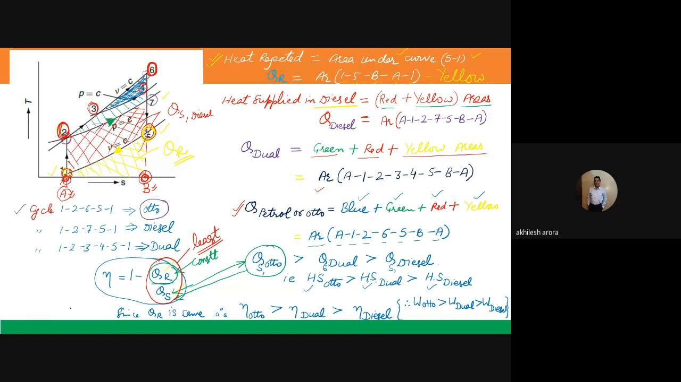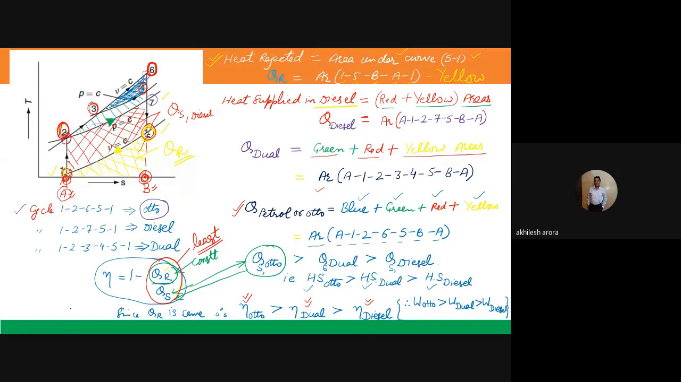It will be followed by the dual cycle. It will be followed by the diesel cycle. So it means the efficiency of Otto cycle will be more than the efficiency of the dual cycle, which will be more than the efficiency of the diesel cycle.